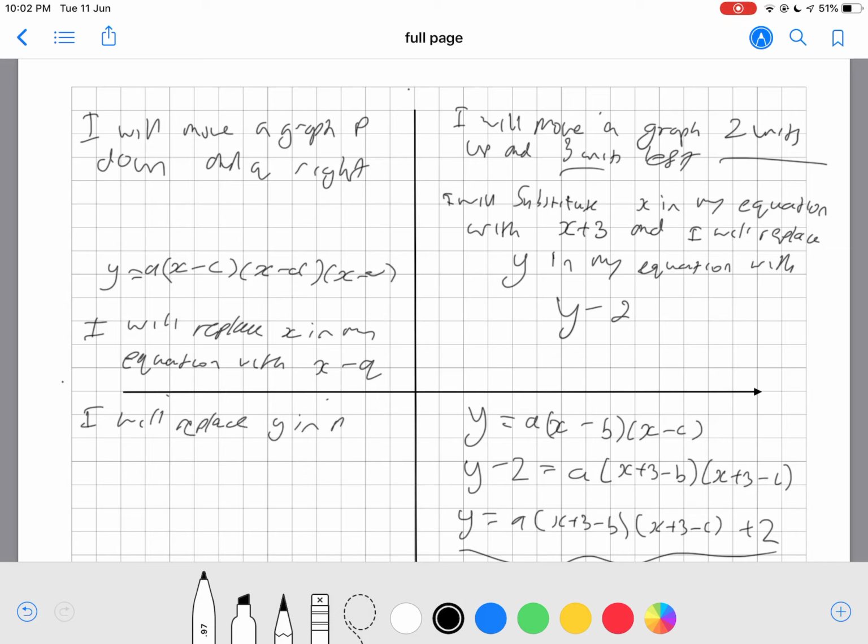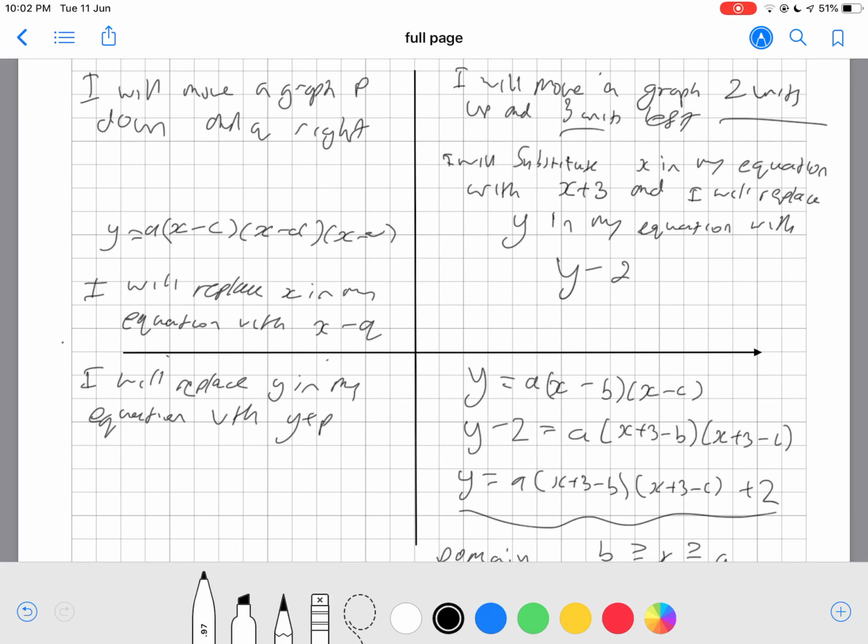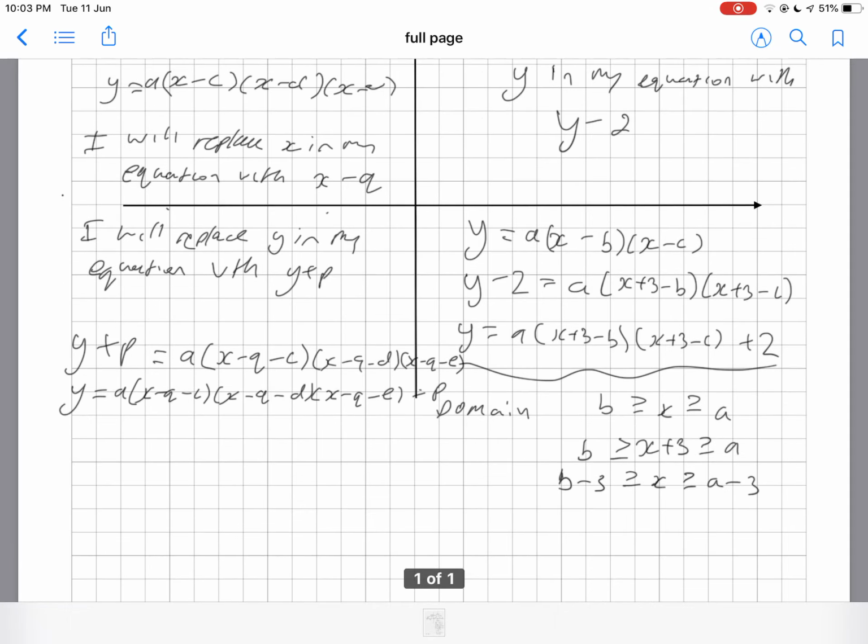And I'll replace y in my equation with y plus p, because we're moving it down, okay? If we move the plus p to the other side, it becomes minus p, okay? So we're moving it down. So for this equation, y plus p equals a. So I substitute x equals x minus q, so x minus q minus c, x minus q minus d, x minus q minus e. Okay, so we just say y equals a, x minus q minus c, x minus q minus d, x minus q minus e, minus p. So that's our final generalized equation.